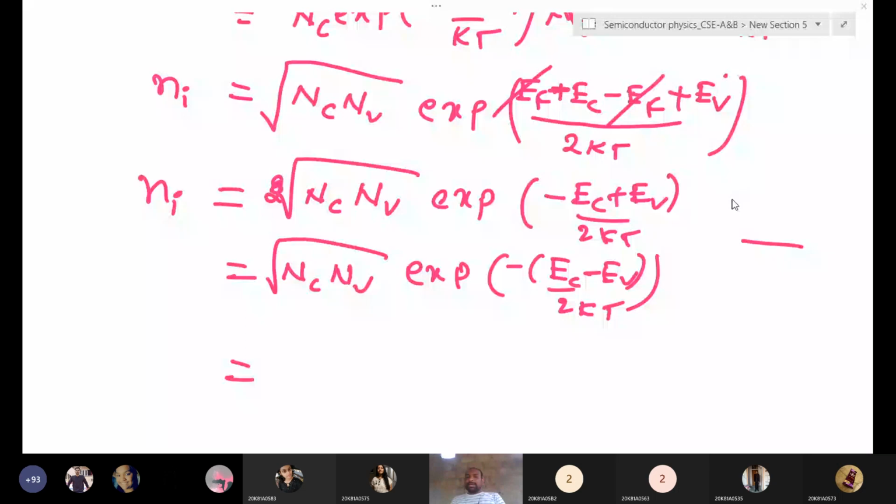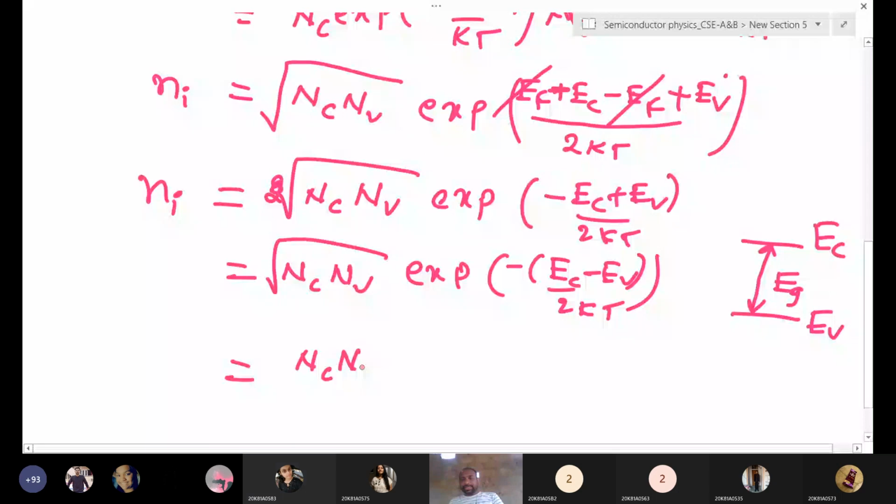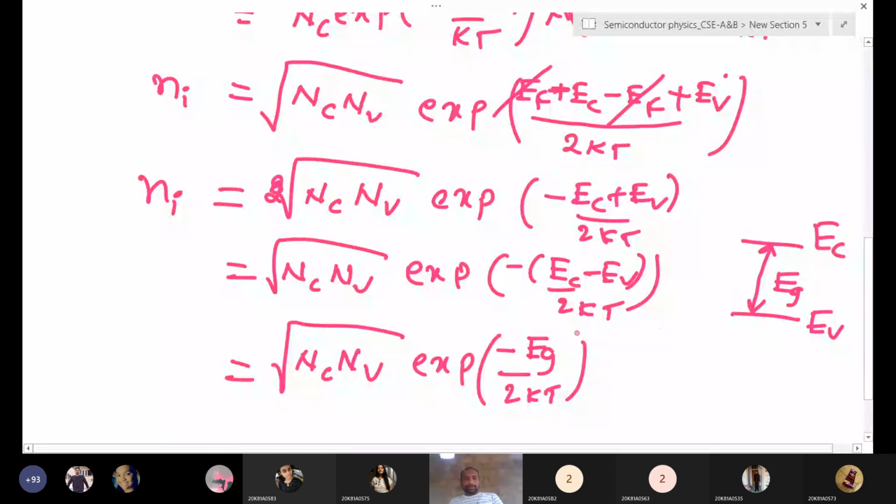Okay, you forgot, or okay? Ni equals under root of NC into NV, exponential minus EG by 2 KT. EC minus EV we can write as EG, right? Is it right or wrong? Yes, sir. So from the definition, the difference between EC and EV we are calling the energy gap. Okay, now this is the total carrier concentration in an intrinsic semiconductor. You can write this expression, or you can substitute NC and NV values, which we will substitute now.